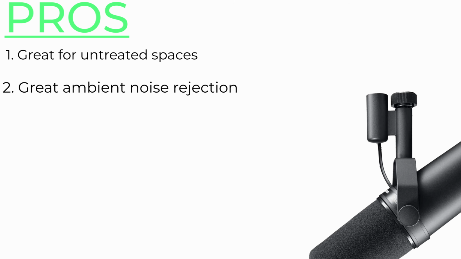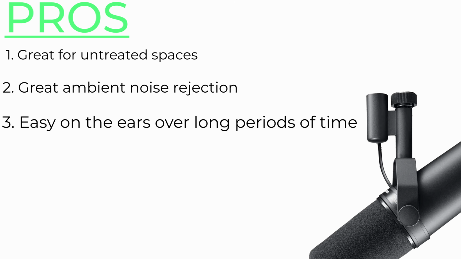Great ambient noise rejection. So kind of like the last point that I just made, dynamic microphones are really good about rejecting ambient noises around you while you're recording. This could be outside noises like street noise, lawnmowers outside, your air conditioning running inside the house, you name it. Dynamic microphones do a much better job at rejecting that surrounding noise versus, say, a large diaphragm condenser microphone or a shotgun microphone.